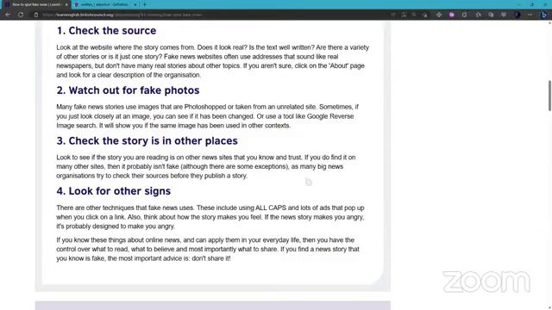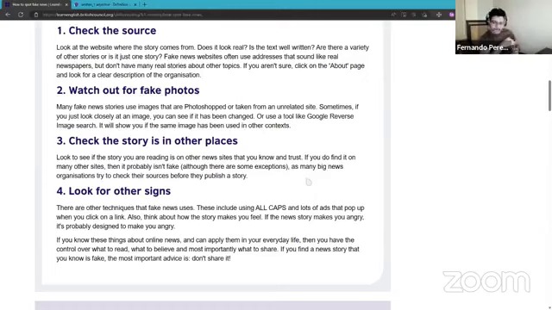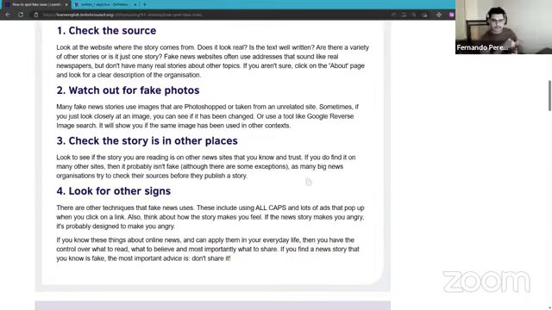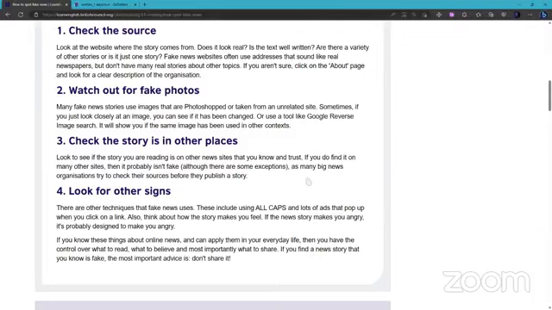Look to see if the story you are reading is on other news sites that you know and trust. If you don't find it on many other sites, then it probably isn't fake. Although there are some exceptions, as many big news organizations try to check their source before they publish a story. Again, what do the big news organizations try to do? Try to check their source. Only one source.